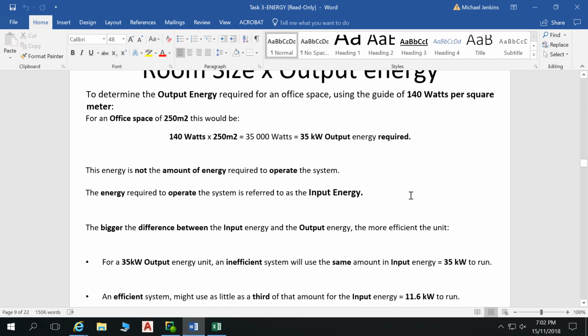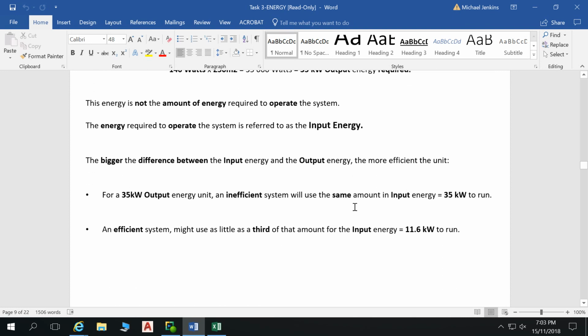But more efficient modern systems can produce that 140 watts of cooling or heating for a third of the input energy. So they require much less energy input to produce that. So let's say we require 35 kilowatts of heating. So our 35,000 watts for 140 by 250 square meters. An inefficient system will use the same amount of input energy, so 35 kilowatts to run that. So we run that for an hour, we have to pay for 35 kilowatt hours.